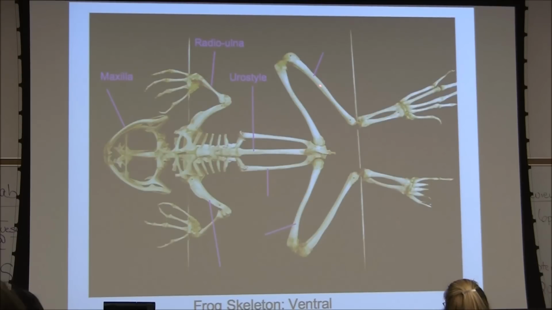Fibula. Tibiofibula. What is this guy right here? The femur. What is this guy right here? Ilium. What is this guy right here? Humerus. That's your humerus.